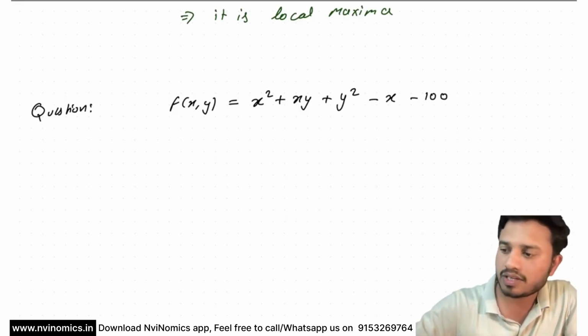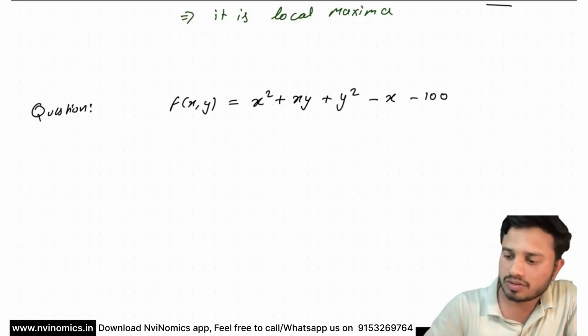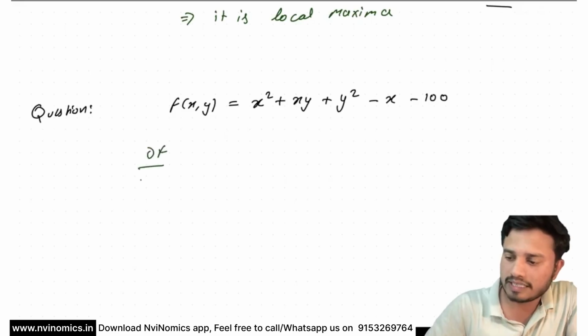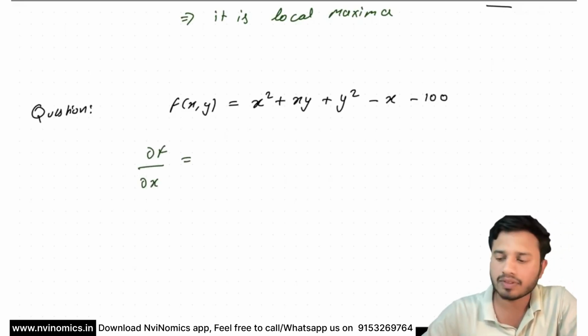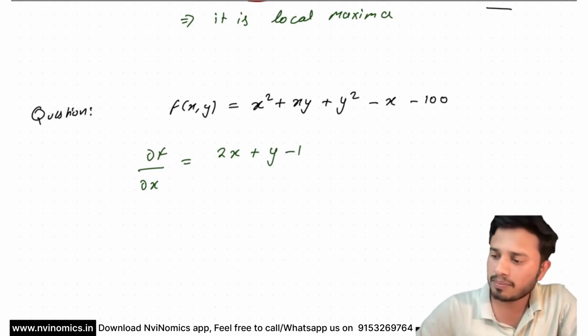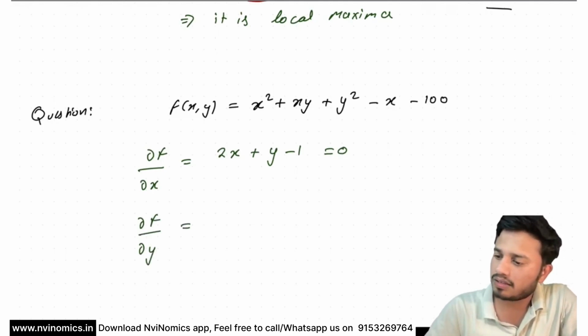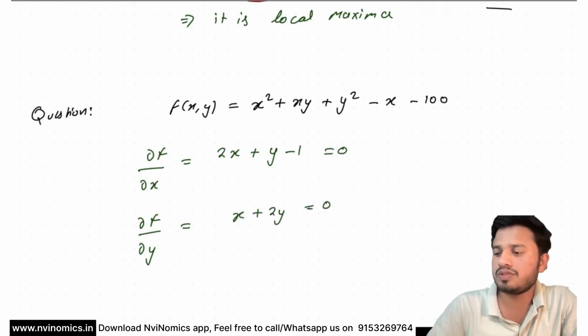So see, what was the first step? First step was that you have to find the critical points. So just do del f by del x. The partial derivative of this will be 2x + y − 1. Put this equal to 0 and solve. Just make an equation. And then do del f by del y. What will it be? x + 2y, equals to 0.